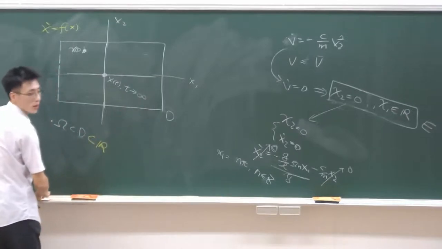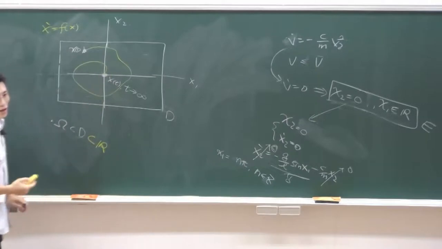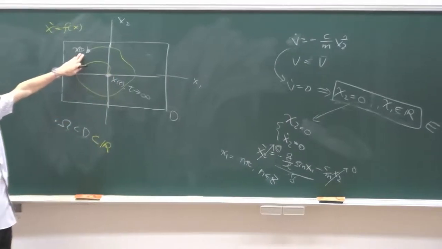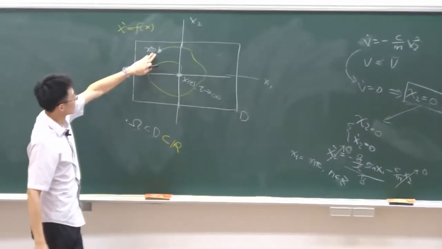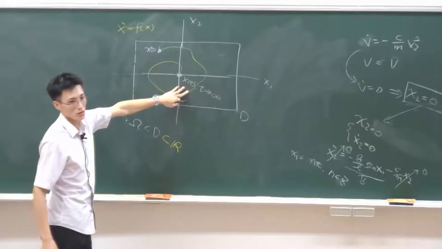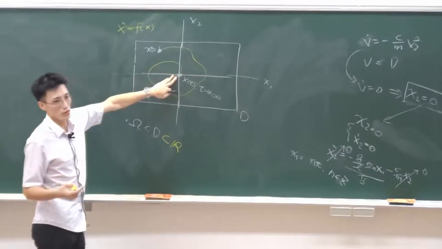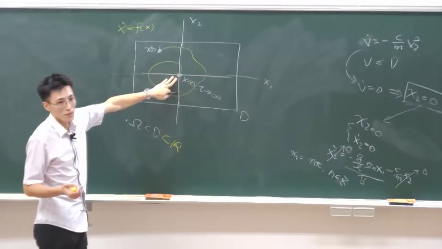But the transient response is missing. You don't know what happened between the initial time t equal to zero and t to infinity. You don't know what happened in between because that requires knowledge of the solution, right? But you know eventually you converge to a Lagrangian point.